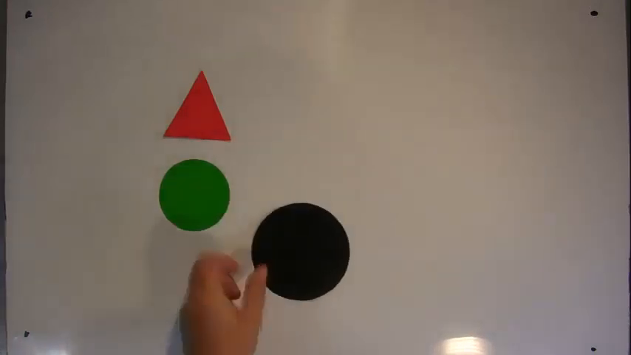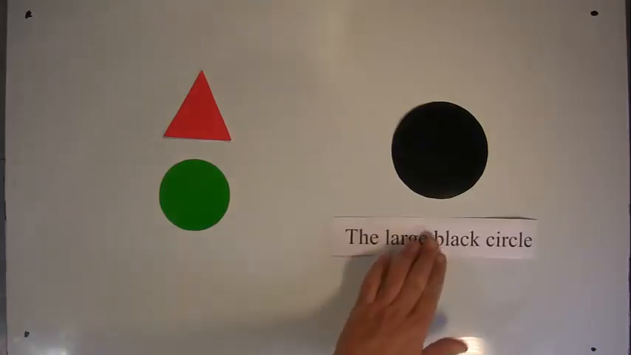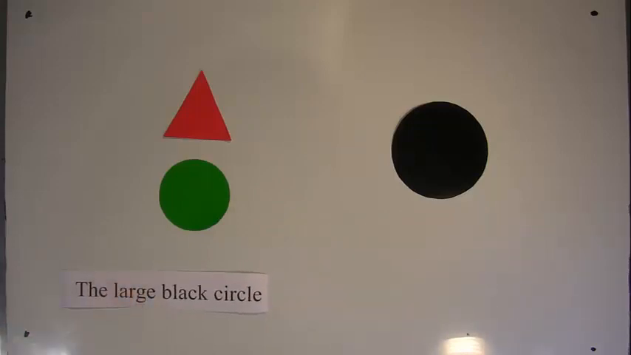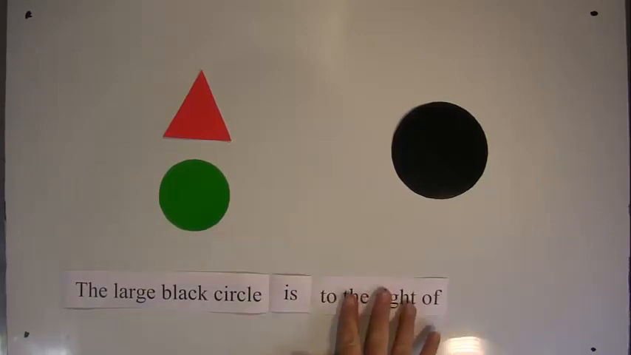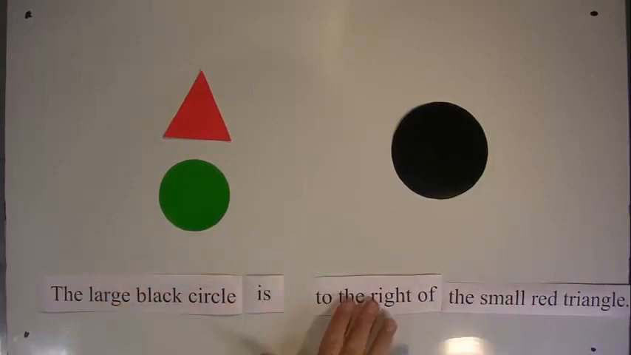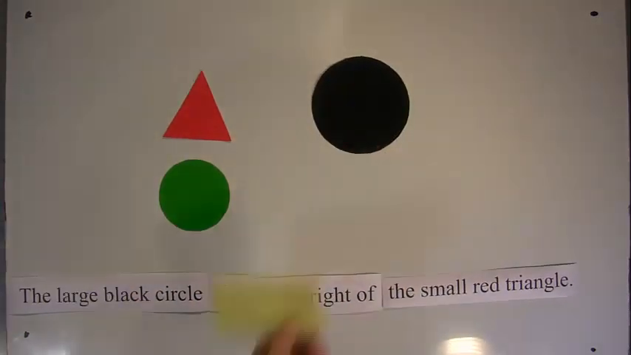We also have this shape. Do you remember what it's called? What's that called? That's the large black circle, right? The large black circle. So let's make a sentence. The large black circle, and you know what comes next, is to the right of the small red triangle. So let's put it right there, to the right of the small red triangle.